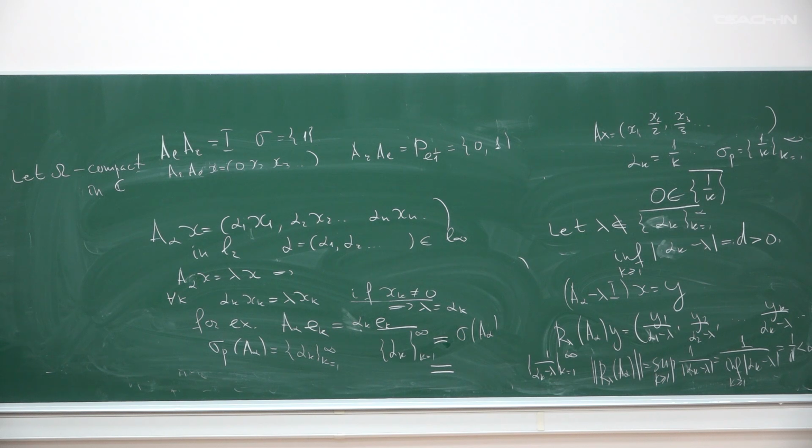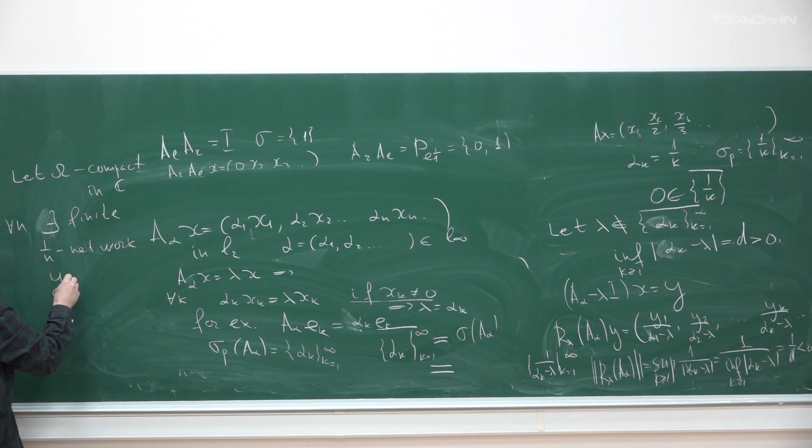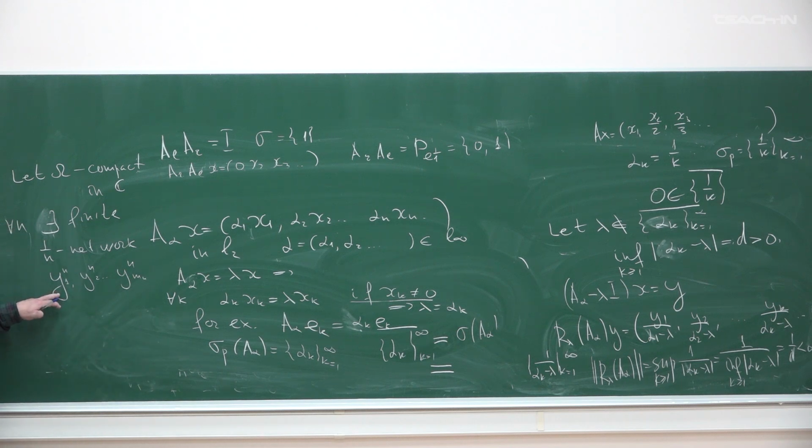It is compact. For any epsilon, you have a finite epsilon network. For any 1 over n, you have a finite network. Yes? For any n, there exists a finite 1 over n network. It's y_n1, y_n2, up to y_n,m_n. For any n, you have a finite set. The number m_n is the number of steps, for example, or the number of these epsilons.